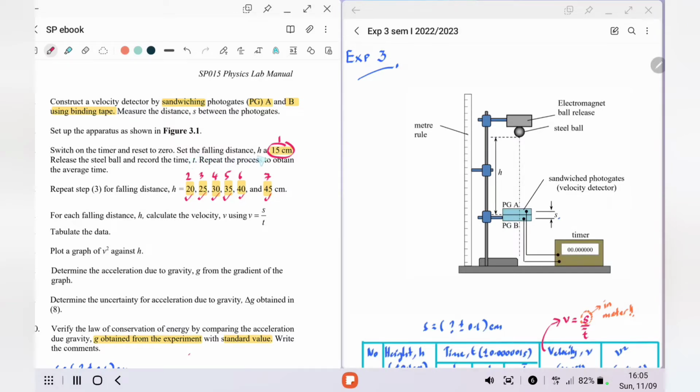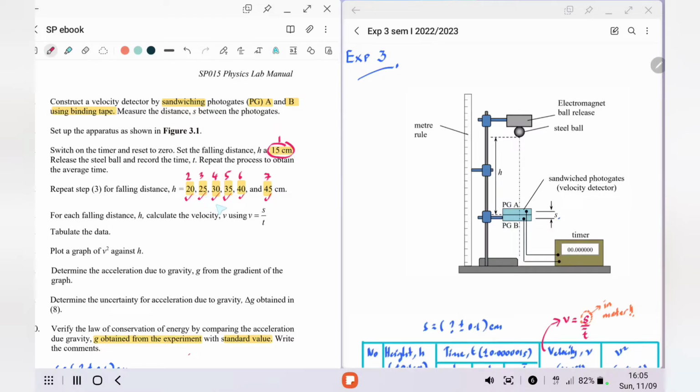Set the falling distance h at 15 centimeter. The first h is 15 centimeter, and then we measure the time taken for the ball to move through this distance. For the second reading, we increase h by another 5 centimeter, again by another 5, and so on, up to another 5 centimeter. So we just increase h. How many readings do we have?